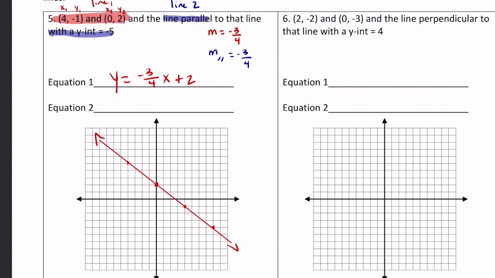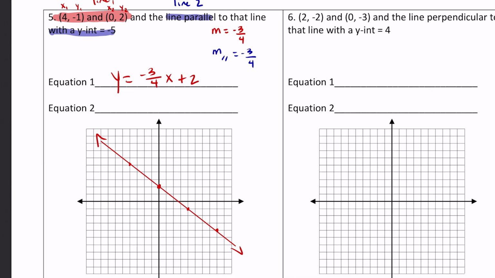Okay? Then, look at this. Line 2. It has a y-intercept of -5. And I'm going to go ahead and use my blue ink now. So y-intercept of -5, that's just saying 0, -5, right? So I'm going to look for 0, -5 on the graph, which should be 1, 2, 3, 4, 5, right here. And since the line I'm about to draw is parallel to this line, they should have the same slope.